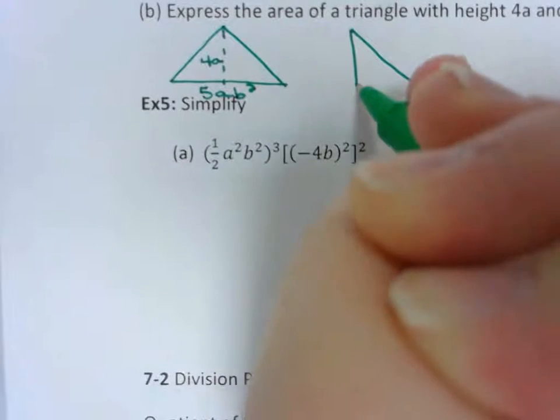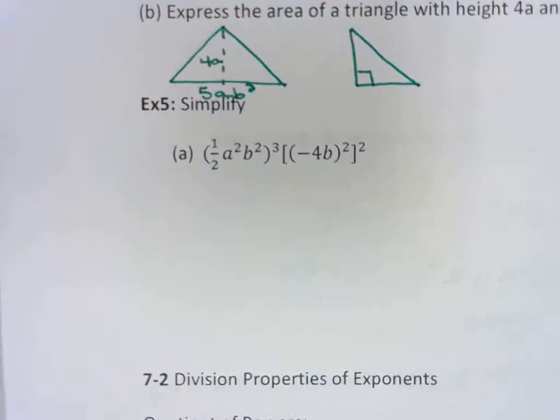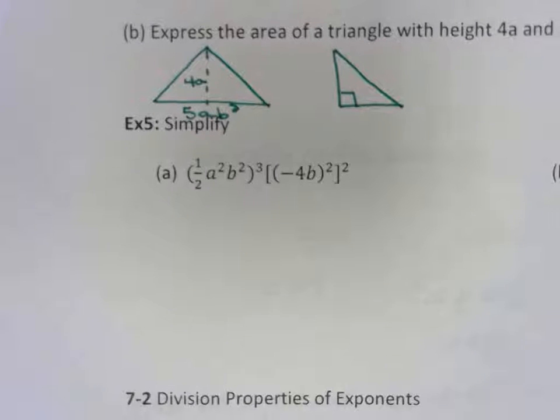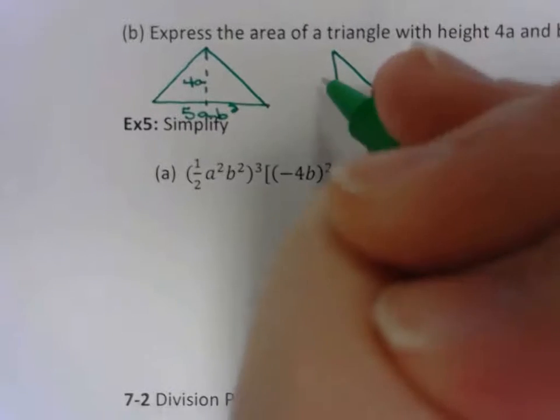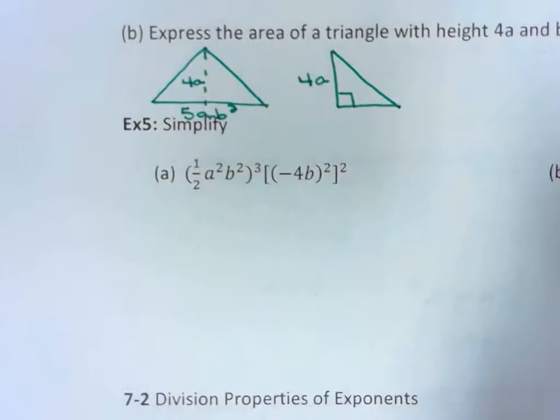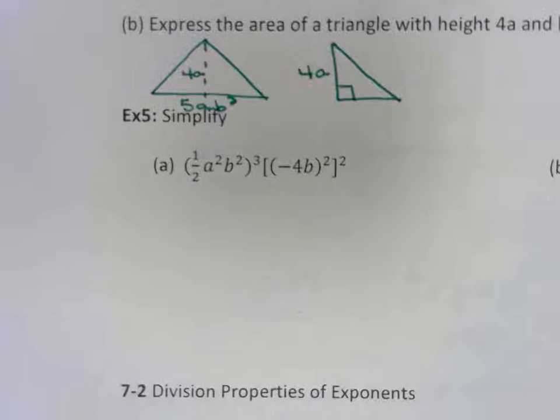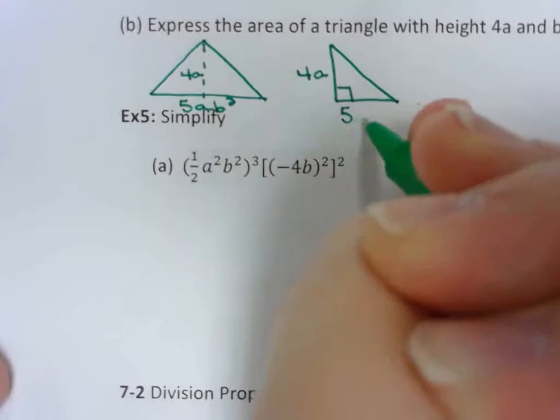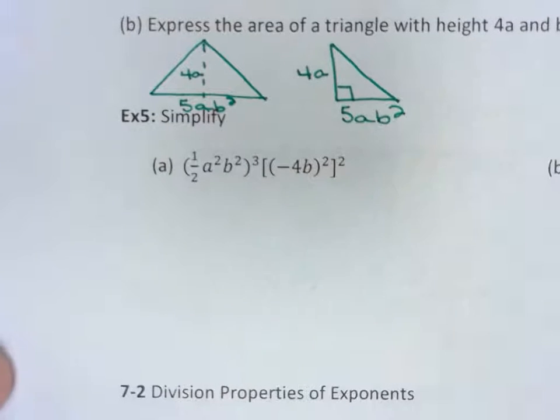Let's say I have a right triangle. Where would my height be if I have a right triangle? The side right there. Okay? So there's another way to represent it. If I have a right triangle, I have a height of 4a, and my base would be down here at the bottom, 5ab squared. Okay?